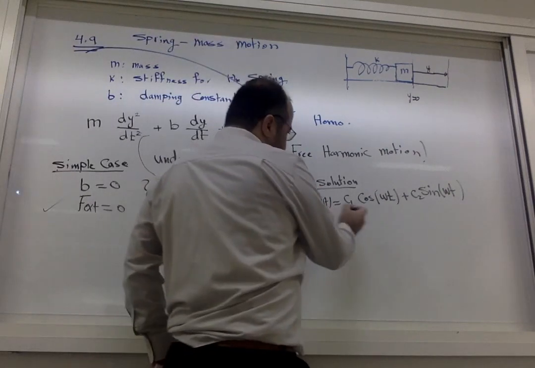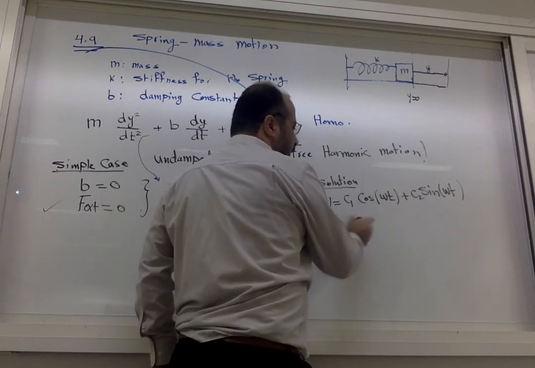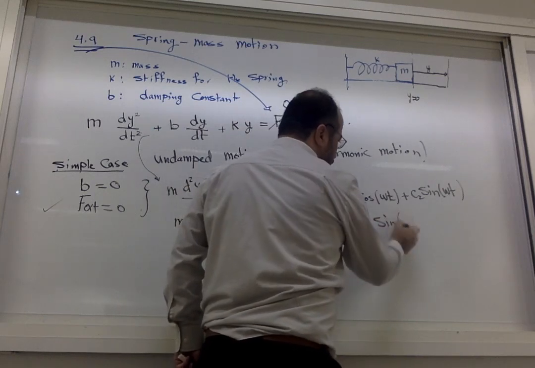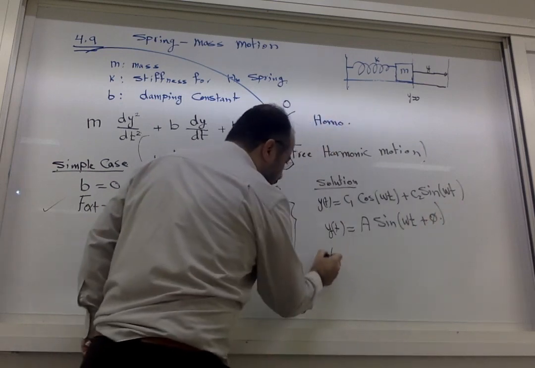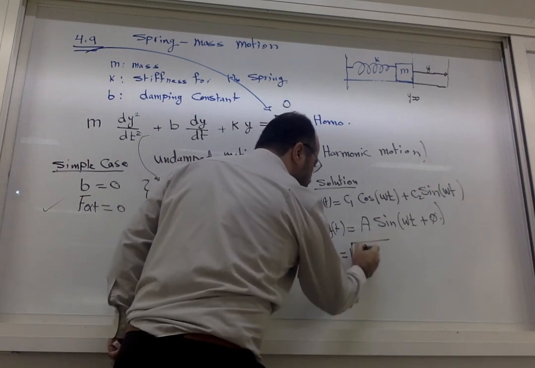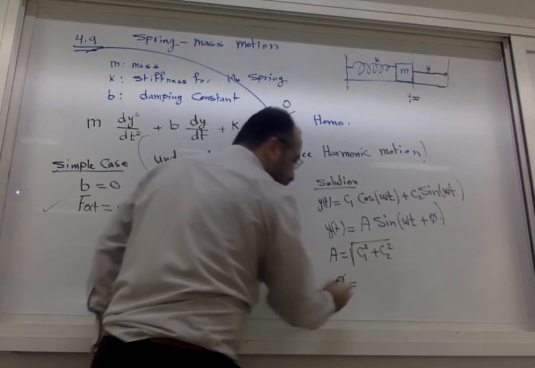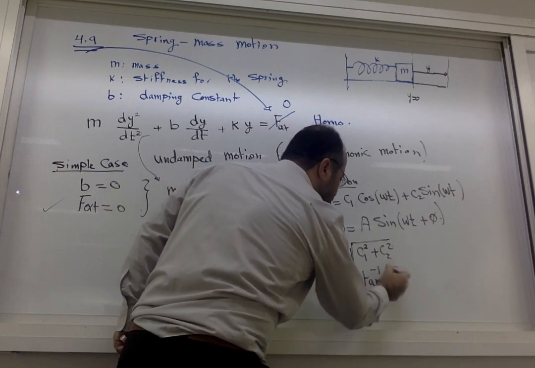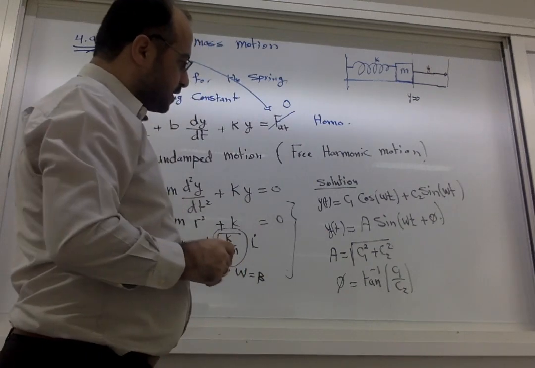Now, you can change this form to another form, which says y of t will be amplitude A times sine of omega t plus phi. And I gave you a rule for how to calculate A. It was the root of C1 squared plus C2 squared. And if you would like to calculate phi, then phi is just tan inverse of C1 over C2.